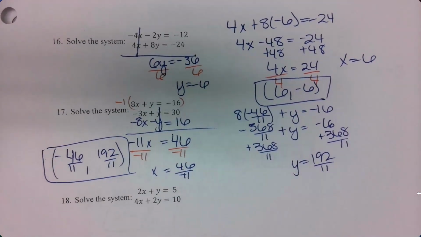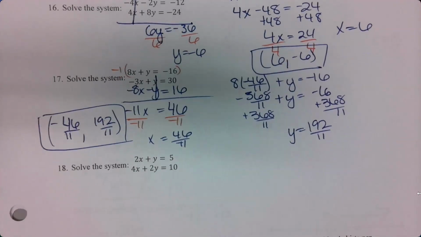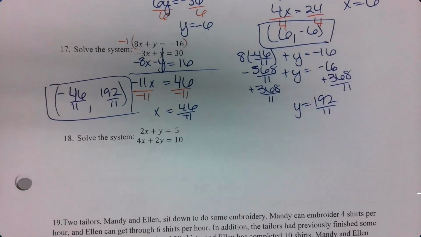Like I said, on the final, it should be nice whole numbers, or if there are fractions, there'll be something that ends like 2.5. Number 18.